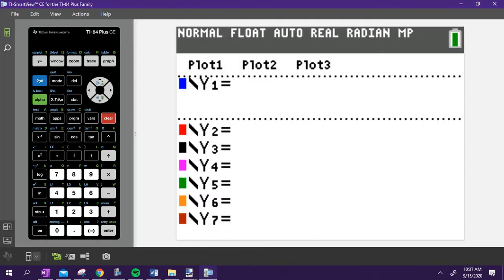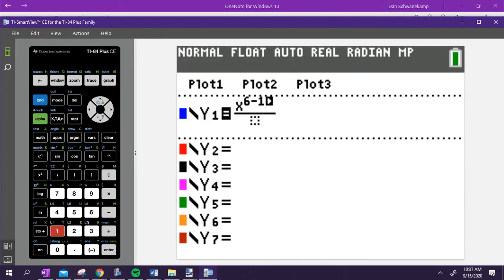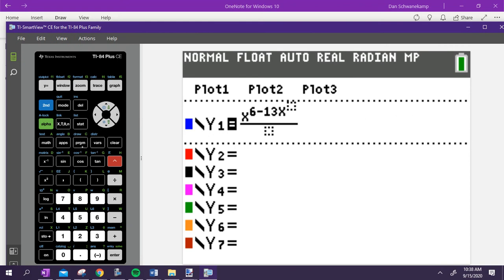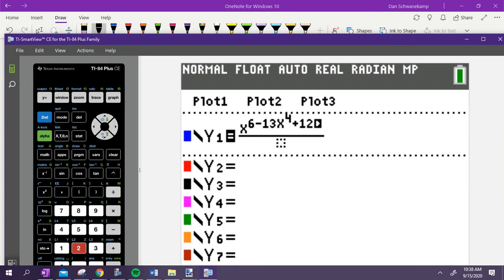V of t equals, it's a fraction, so alpha f1, x to the 6th minus 13, x to the 4th plus 12. Oh, is that all in a power? No wonder that looks so weird. Sorry. Let's try that again. Great, because I really wanted to type it in again.